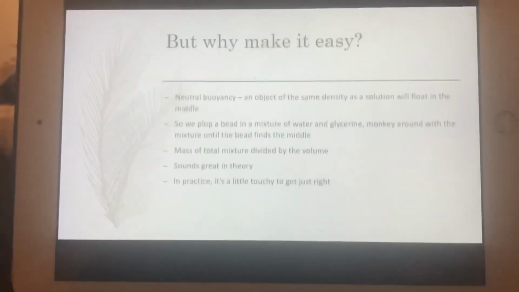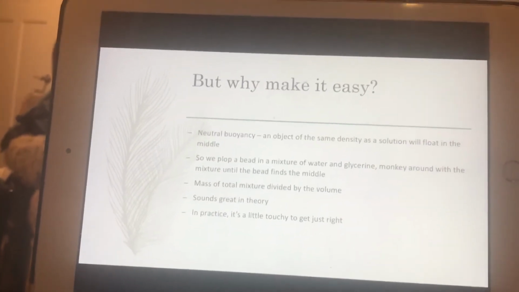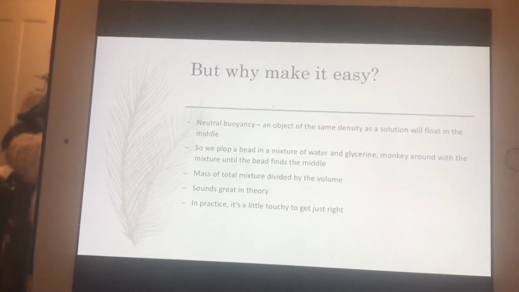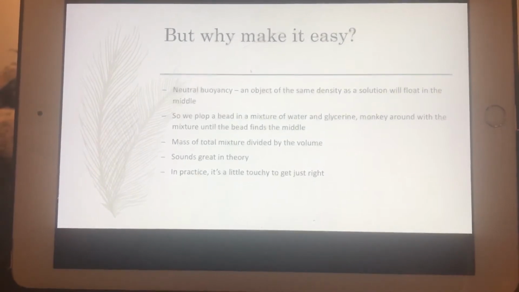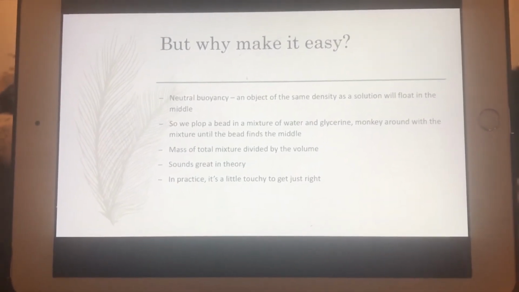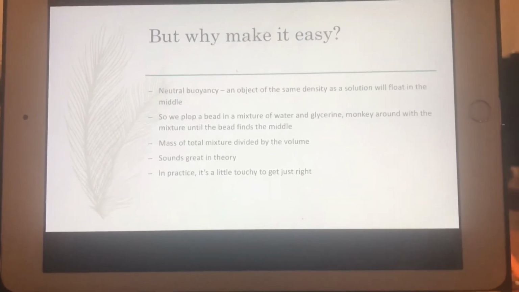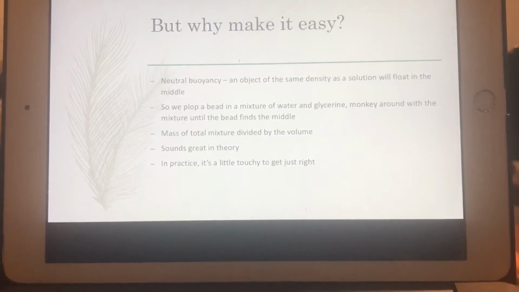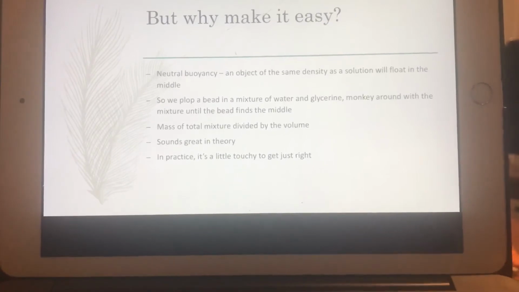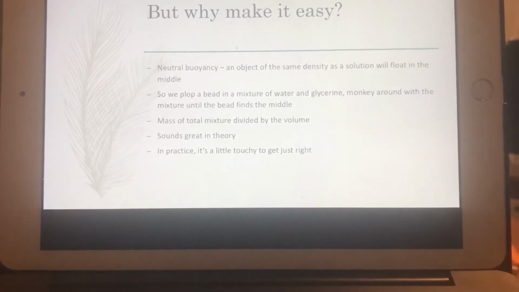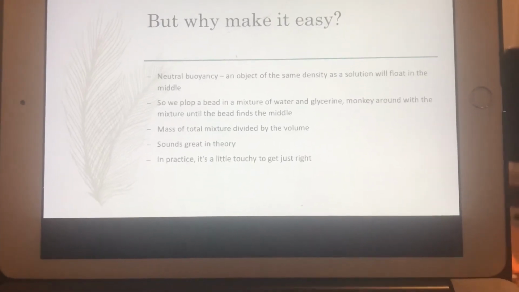All right, so the different method by which to determine density is that of flotation. This concept takes into consideration the theory of neutral buoyancy. This is when an object is of the same density as a solution, it will float in the middle of the solution. So what we essentially did was take some glycerin, plop a bead in, and add water, and then you kind of monkey around adding a little water, a little glycerin until the bead floats in the middle. The idea is to mix it thoroughly in between so you end up with a homogeneous mixture.